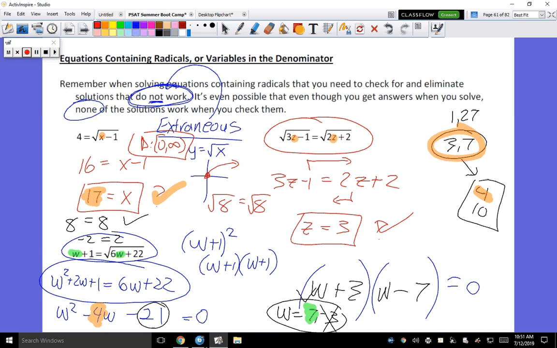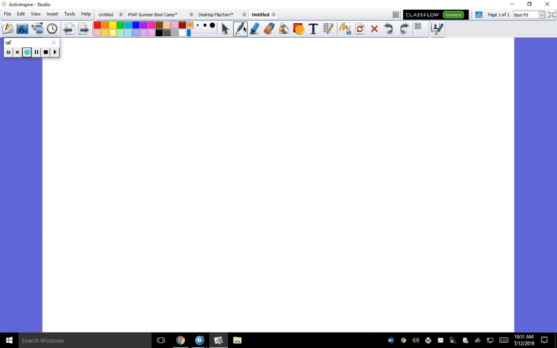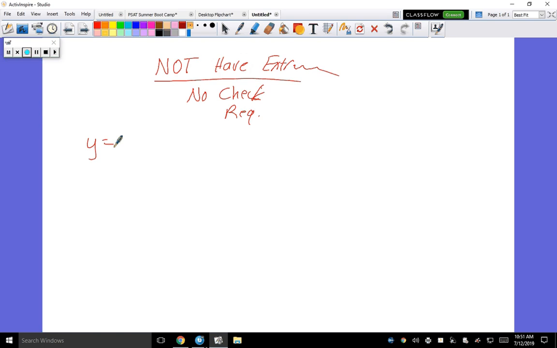So let's think about this. Parent function wise, the ones that will not have extraneous solutions, that we don't have to check, so no check answers required, would be for like what? X squared, x, right? X cubed, and all of those, right? What other ones do we not have to check? And in your mind, you're remembering that the domain has to be what? All real numbers. So think of all the parent functions that you know that the domain is all real numbers.